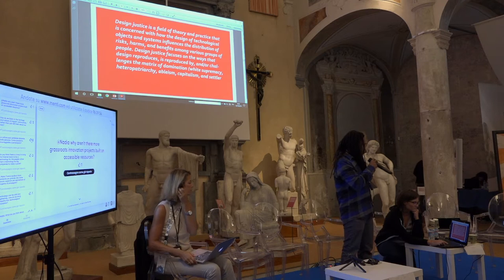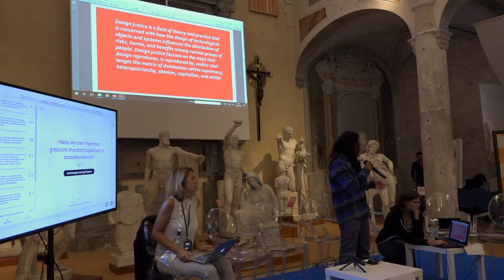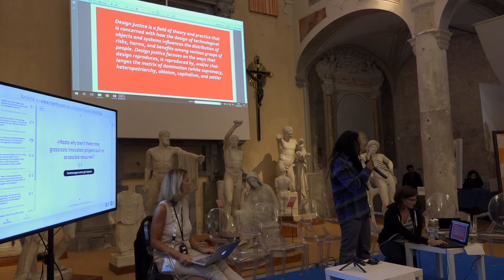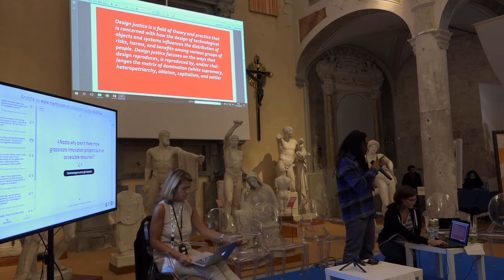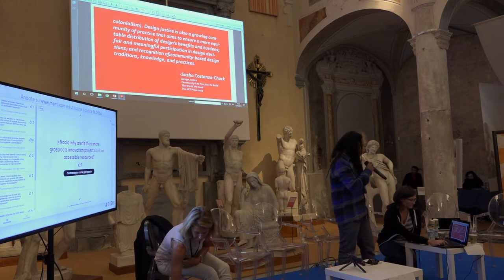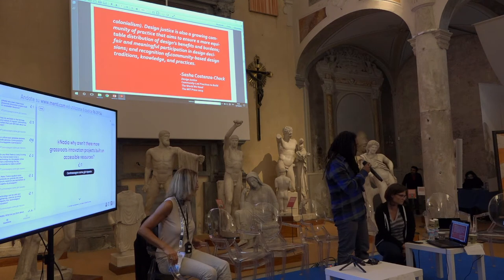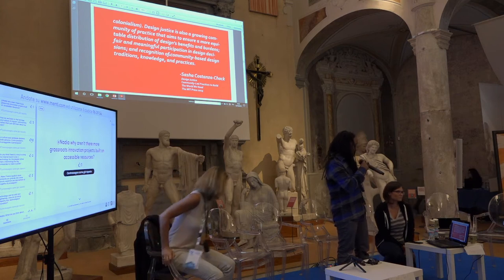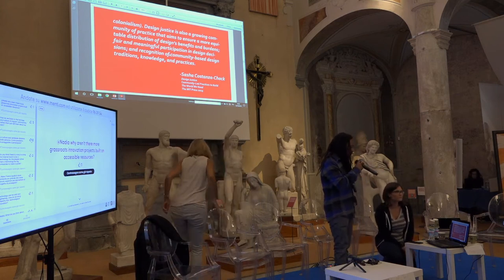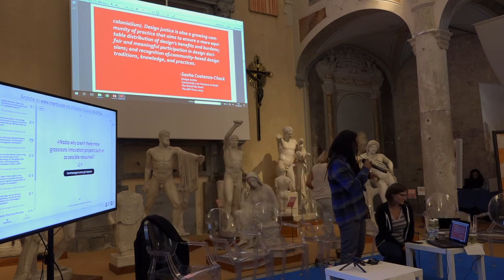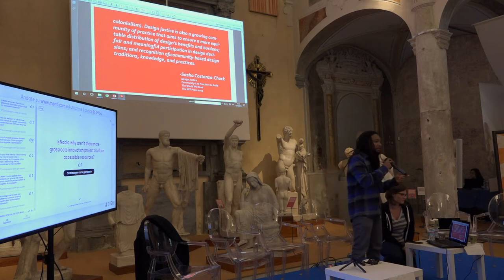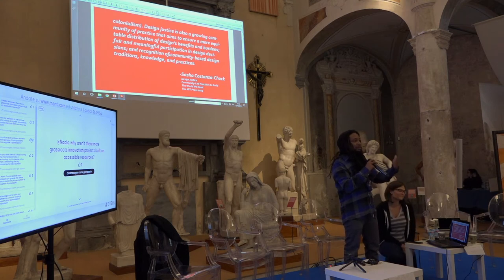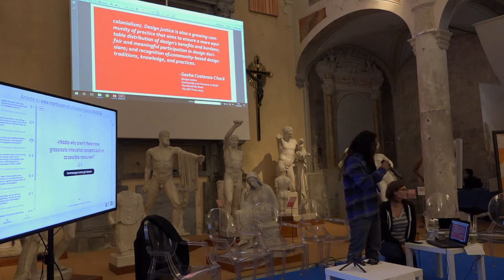Design justice focuses on the ways that design reproduces and is reproduced by and or challenges the matrix of domination, i.e. white supremacy, heteropatriarchy, ableism, capitalism, and settler colonialism. Design justice is also a growing community of practice that aims to ensure a more equitable distribution of design's benefits and burdens, fair and meaningful participation in design decisions, and recognition of community-based design traditions, knowledges, and practices. This dovetails or connects really closely with what Nadia was just speaking to in the goals and the aims of some of those projects.